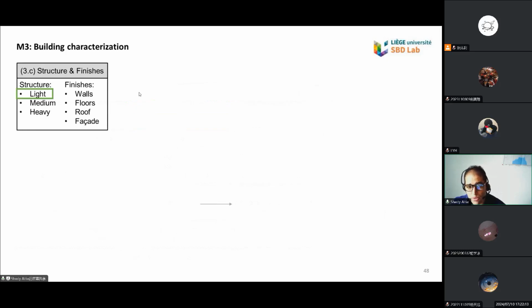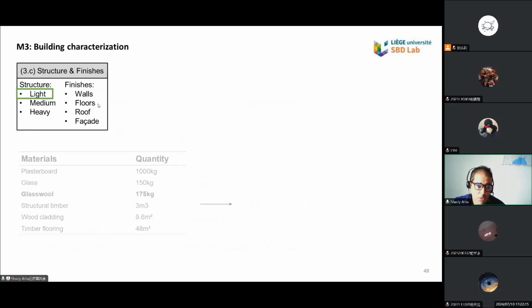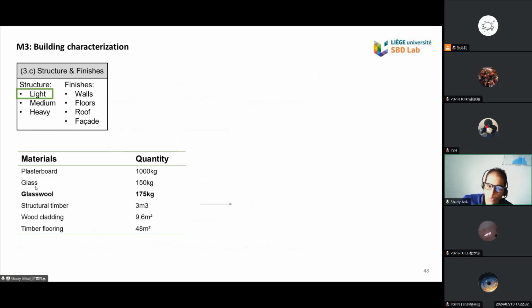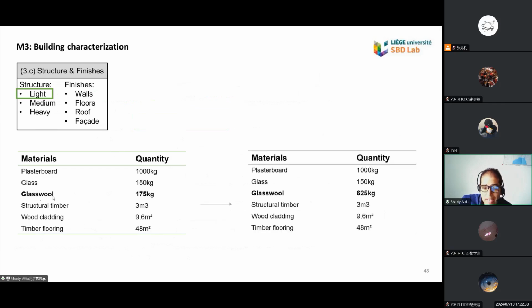As part of module number 3, where you are doing your building characterization, you will also need to define what type of structure you are using, lightweight or heavyweight. For example, lightweight if you are using a timber structure, and if you are using concrete, it will be heavyweight. What are the material finishes? And then you need to define your list of materials like plasterboard, glass wool, structural timber, and so on, and translate material into quantities. So it's very important to start your inventory early, and then you can move to the next step, which is to define the building physics characteristics of your envelope.